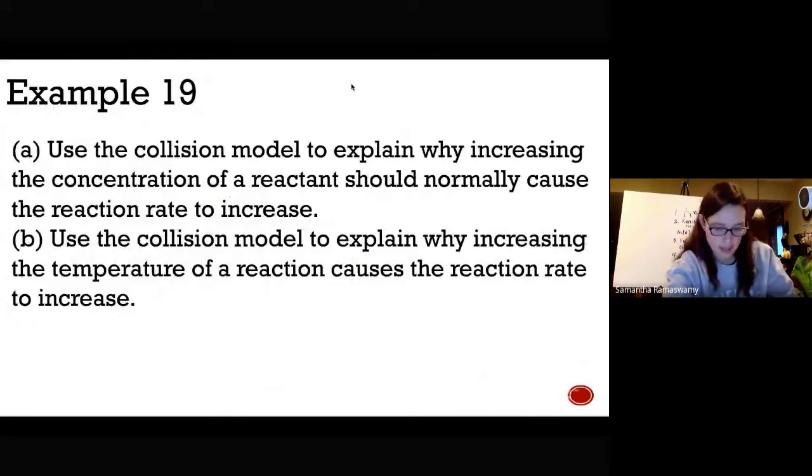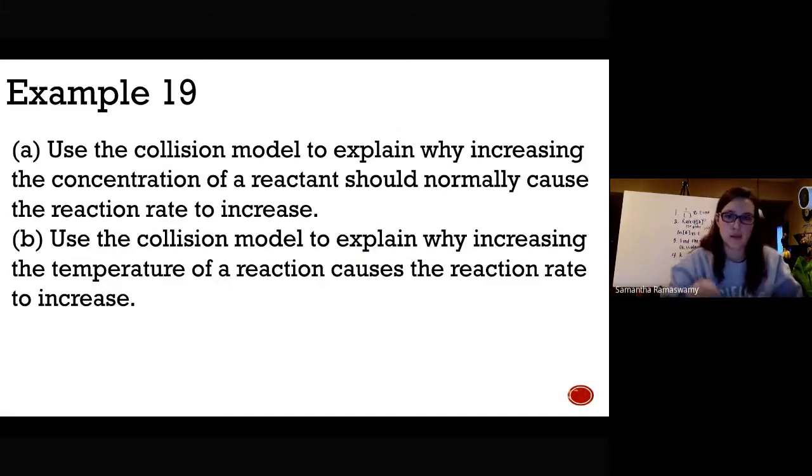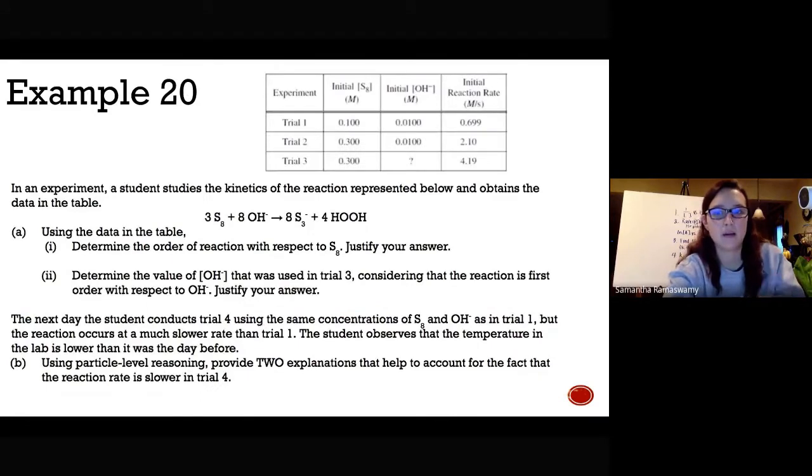So what I'm going to have you guys do is examples 19 and 20 in breakout rooms. I already have you split up, but I'm going to talk through each one. For example 19, you're using the collision model to explain two different things. Remember that the collision model is that molecules must collide to react, and the greater number of collisions equals a greater rate. So you'll use the collision model for example 19, and then for example 20, I want you to try that with your groups as well.